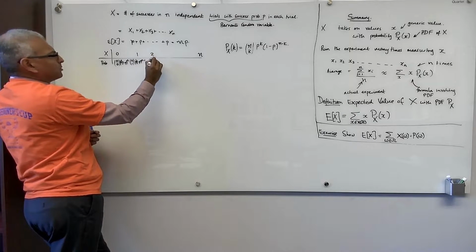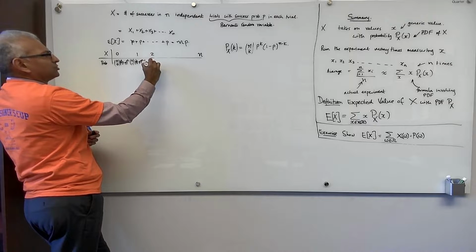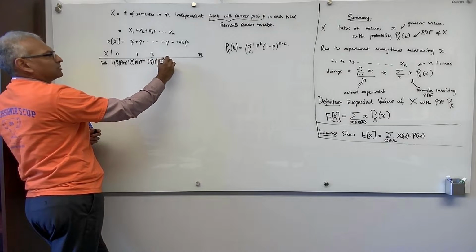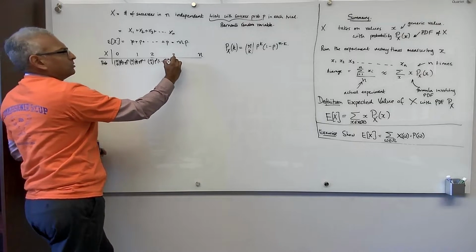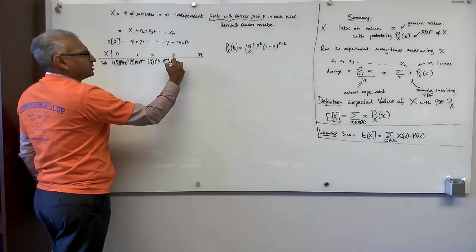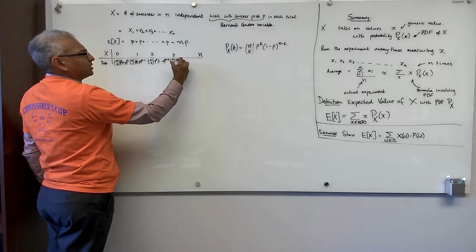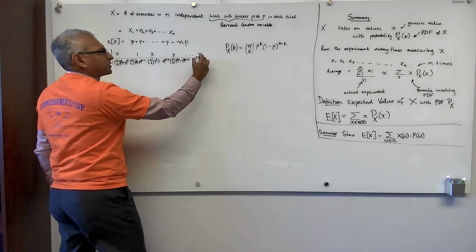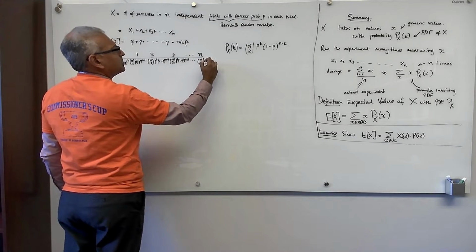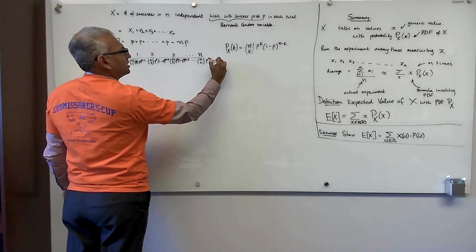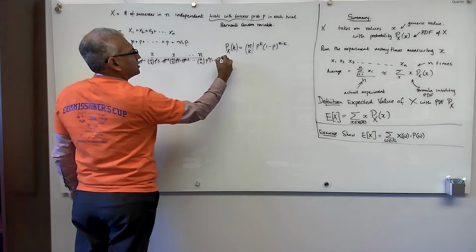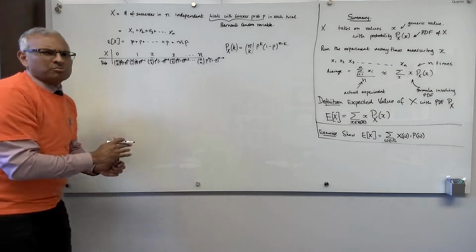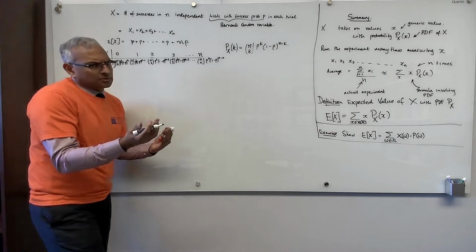Then 2: the probability of getting 2 successes is n choose 2, p to the 2, 1 minus p to the n minus 2. And 3 would be n choose 3, p to the 3, 1 minus p to the n minus 3, and so on. N choose n, p to the n, 1 minus p to the n minus n, which is 0. Okay, so complicated.